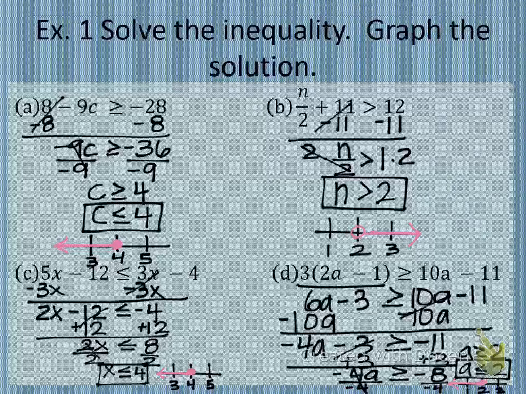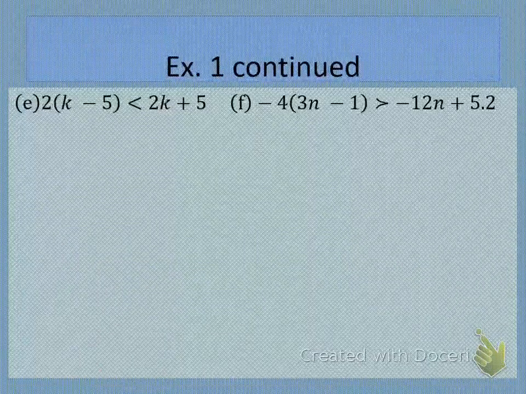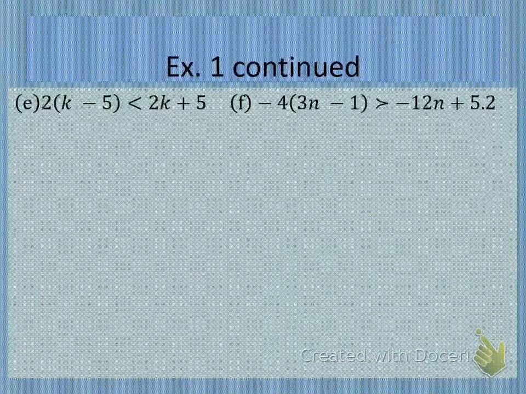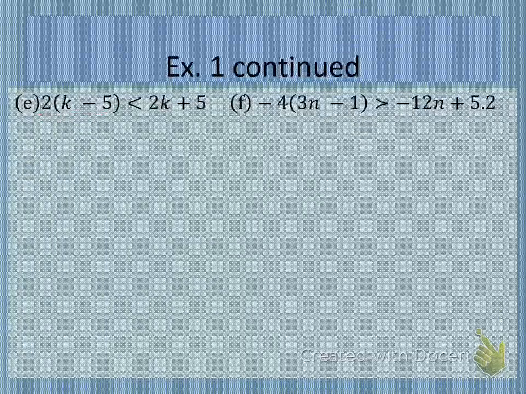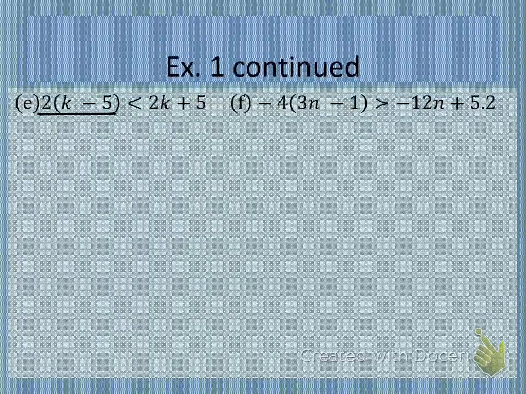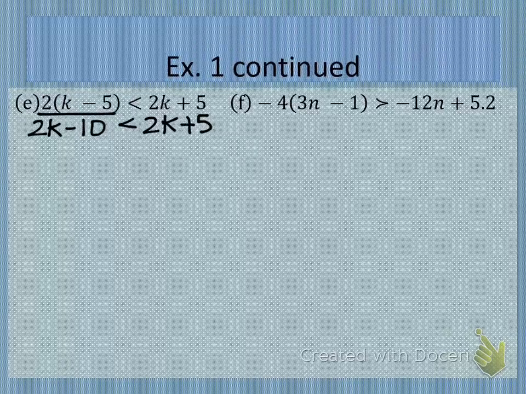All right. Let's look at letter E. Again, what is the first thing that we're going to have to do to letter E? Distribute. So we distribute the 2. And what do we get when we distribute the 2? 2k minus 10 is less than 2k plus 5. Awesome. 2k minus 10 is less than 2k plus 5. So Michael, how are we going to solve this one?